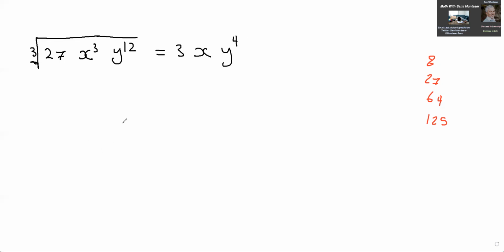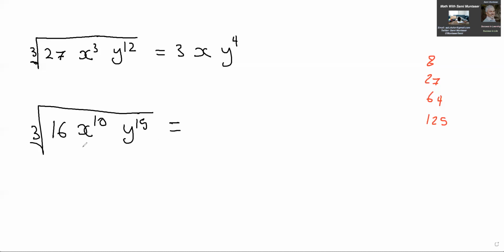Now, how about if we make it a little bit harder and say we give you the cube root of 16 x to the 10 y to the 15. Now, if we look at this, do we have a perfect cube inside here? Yes, we do, because 15 divides by 3, and now we know that this is a perfect cube. So the y to the 15, we could do that right away. So 15 divided by 3 is 5, so that becomes y to the 5, so that's gone.